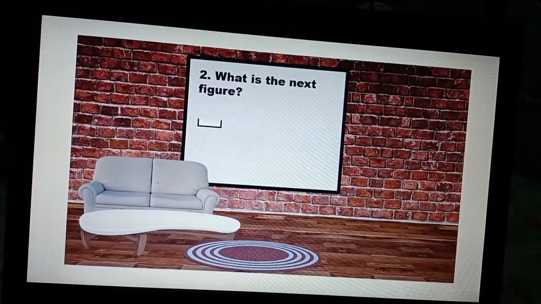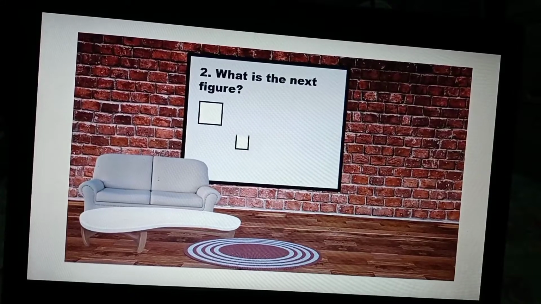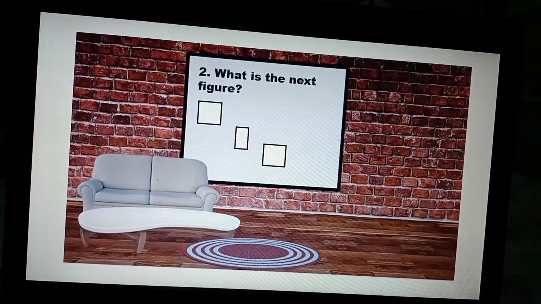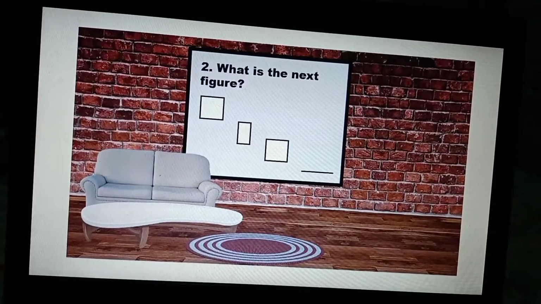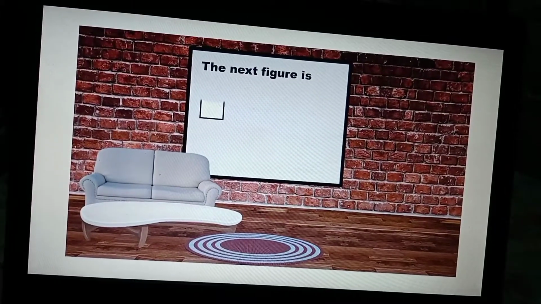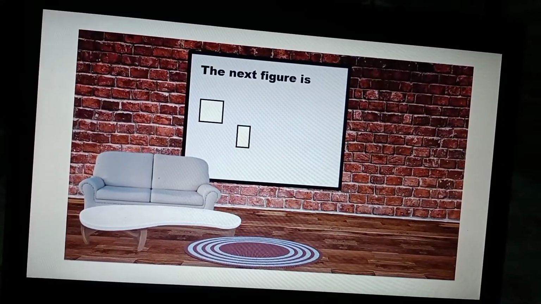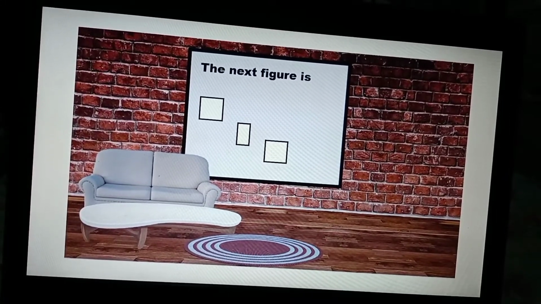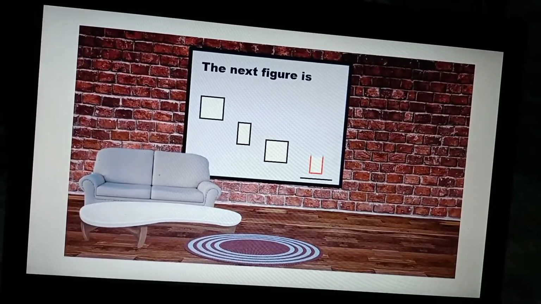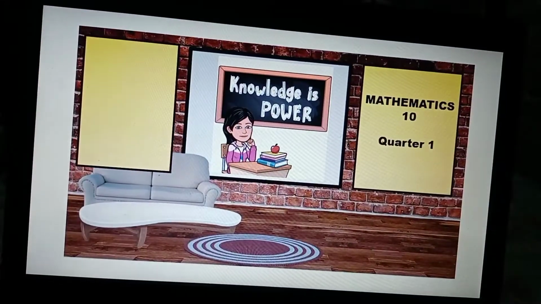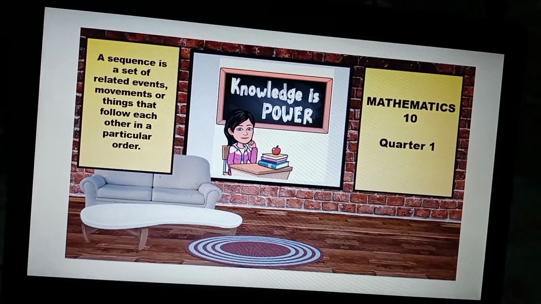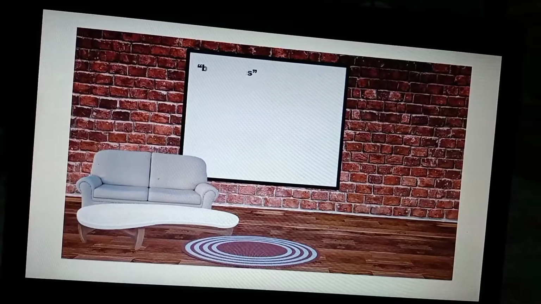Next example, what is the next figure? Square, rectangle, square. What is the figure after the square? Again, as we can see, the pattern of the sequence is just the figures being repeated. So, the figure after the square is just a rectangle. There you have it. So we can say a sequence is a set of related events, movements, or things that follow each other in a particular order.